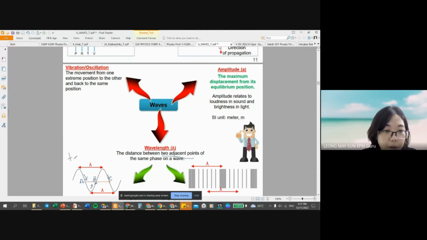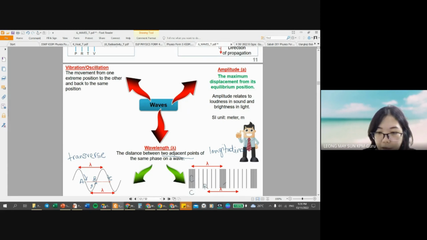Now, this is actually for transverse wave. If it is for longitudinal wave, here is a compression. This part is a compression, rarefaction, compression of the wave, rarefaction and compression back again. So the distance between two consecutive compressions is also known as a wavelength, or the distance between two consecutive rarefactions is also known as a wavelength.